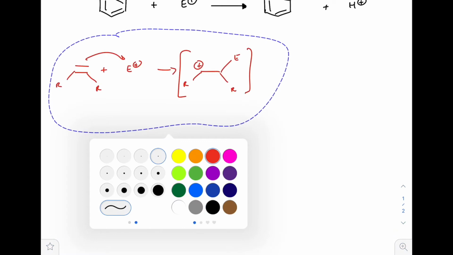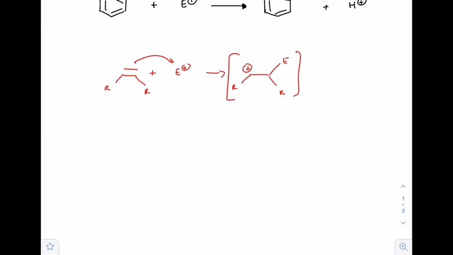Okay, and as you can see, this would be an addition reaction, whereas the benzene is a substitution reaction. Okay, so electrophilic aromatic substitution. Let's take a look at the benzene mechanism more in depth.